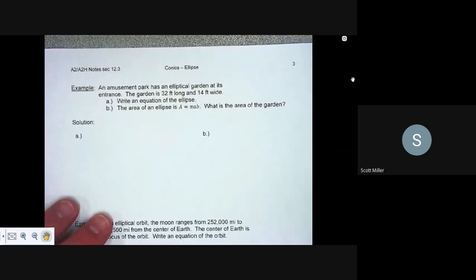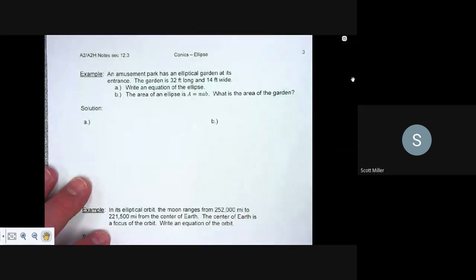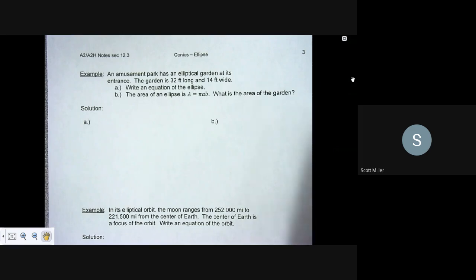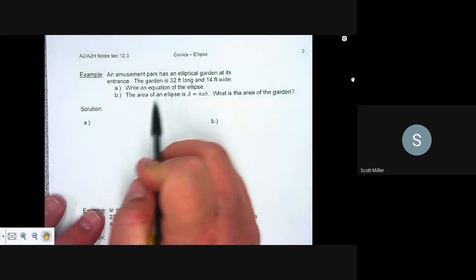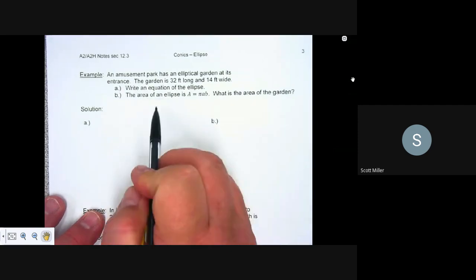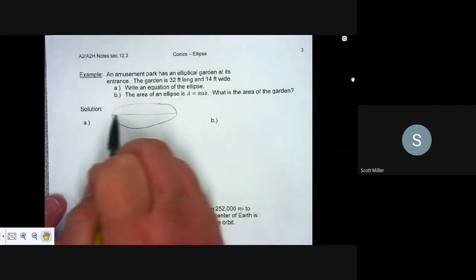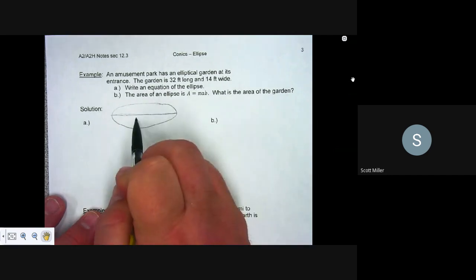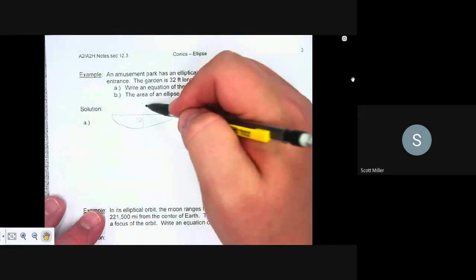So here's another problem. This problem right here is an amusement park has a garden. Okay, has a garden. And it's 32 feet long and 14 feet wide. So if you draw a little quick sketch of what an ellipse is, it's longer in the X direction than it is in the Y direction. That means that is a major axis, and that length is 32. This is the minor axis, and that length is 14.